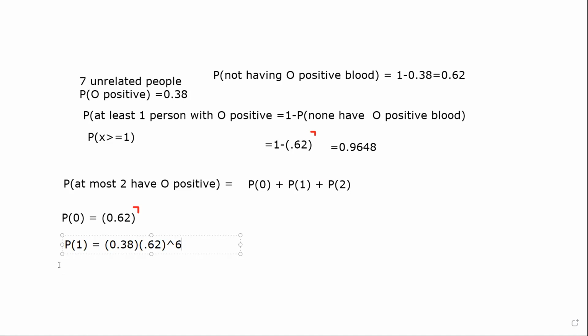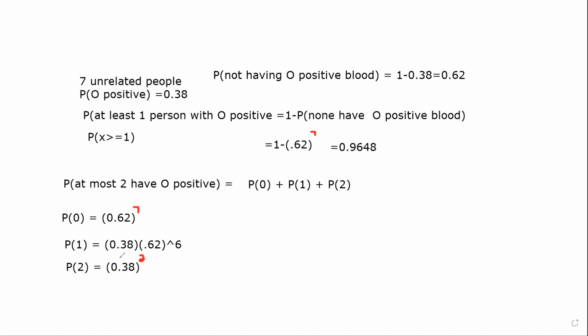And if I'm looking at two people, then here I'm looking at the probability that two people are O positive. So here's 38. These are two people that have it. So I'm going to have two people that have it. So this is going to be two there.